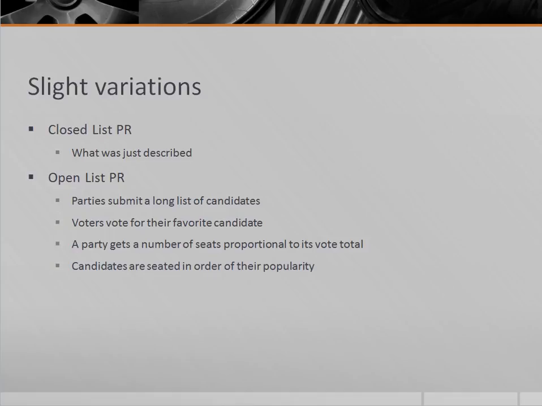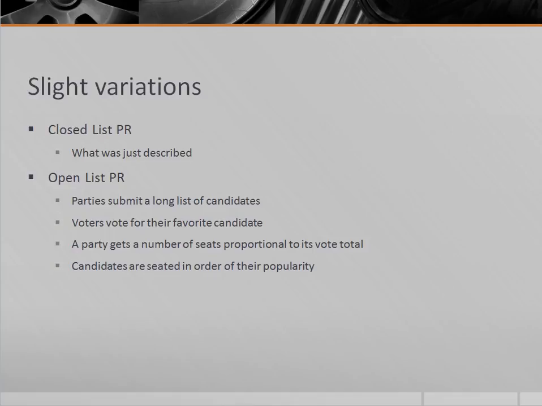So let's talk about some slight variations within list PR. There's closed list PR, which is what I just described, and then there's open list PR. Now, under open list PR, parties also submit a long list of candidates, but voters vote for their favorite candidate, not for their favorite list. And the party still gets a number of seats proportional to its vote total, but instead of the list being created by the party, which gives them a lot of leverage, the list is created by the voters' choices about which candidates were most popular, and what that does is it removes some of the agenda setting control of the party. This has both good and bad effects.